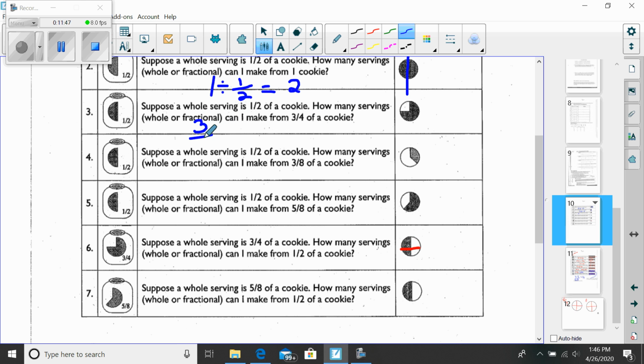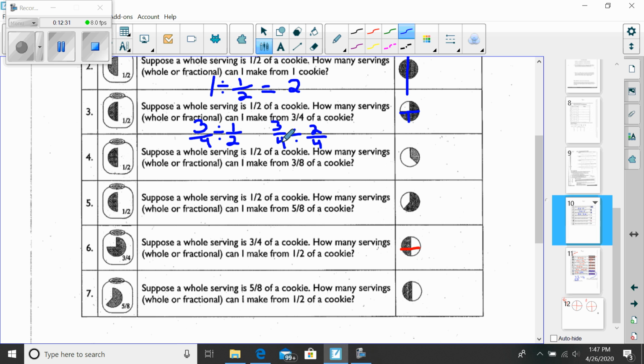So these first 2 examples were trying to set me up for these type of examples down below. So I have 3/4 of a cookie, and I need to know how many halves can I get out of 3/4 of a cookie. Okay, so that's what I'm looking for here. How many halves can I get out of 3/4 of a cookie? So I divide this up into quarters, and then I say, well, a half is 2/4.